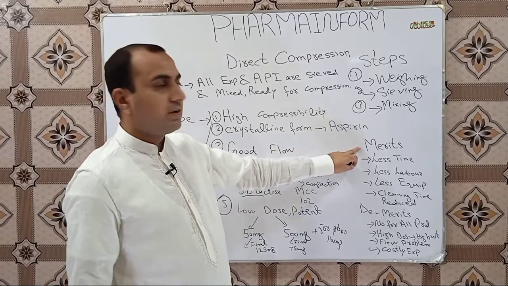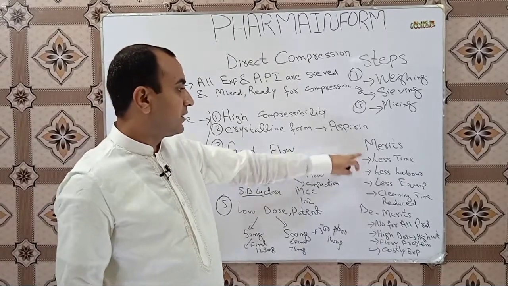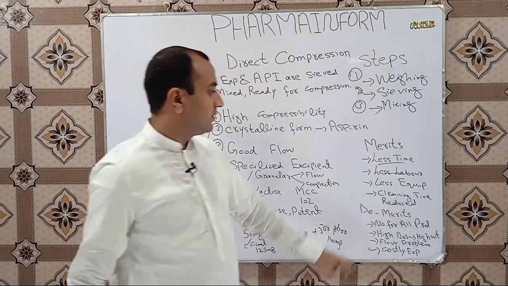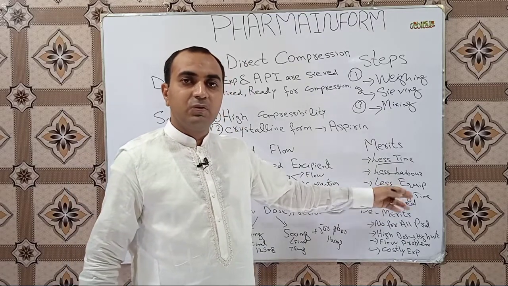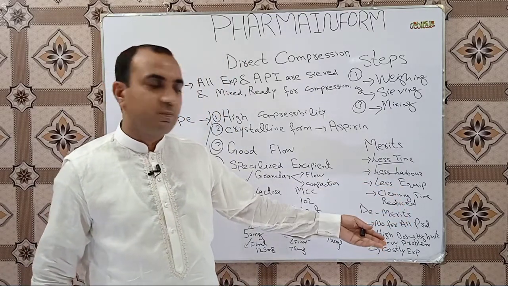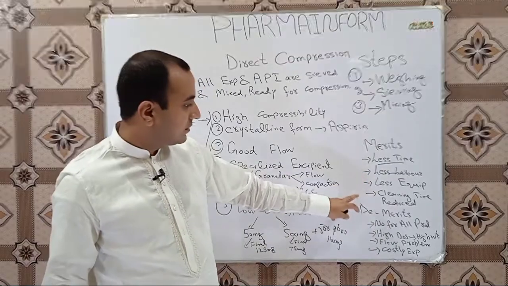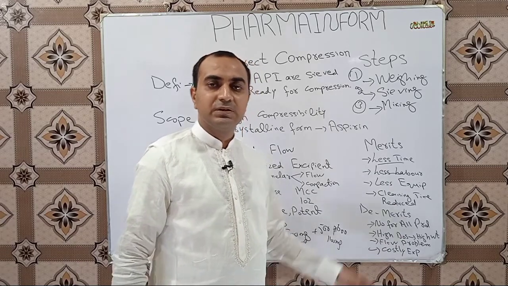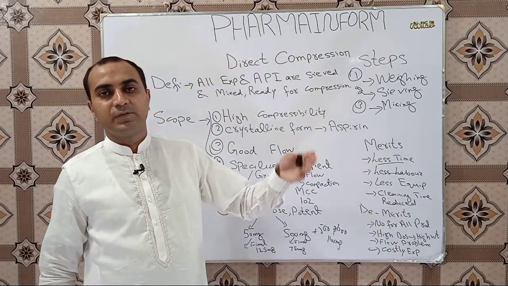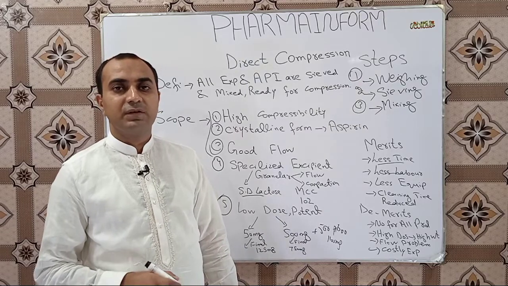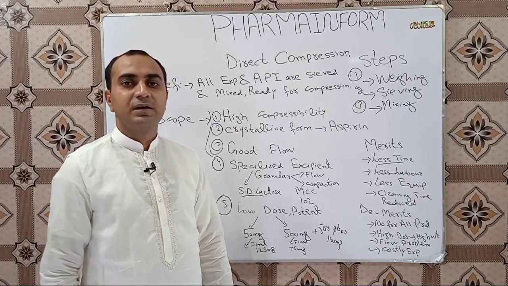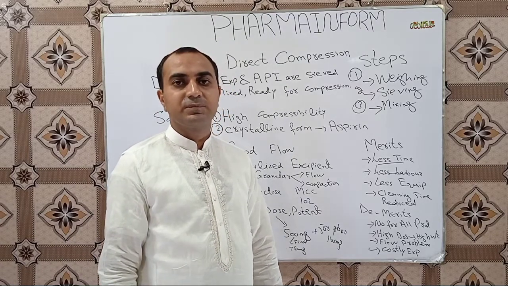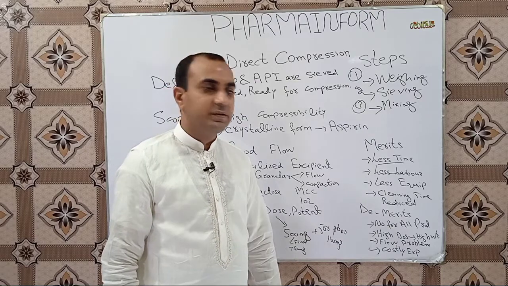Now we will discuss the advantages or merits of direct compression. As you can see, less time is required, less labor is required, and less equipment is required: only a blender, sieving equipment and a compression machine. Cleaning time or setup time for this process is short as compared to wet granulation. In wet granulation we have a large number of equipment like RMG, fluidized bed dryer, oscillating granulator, double cone blender, etc.